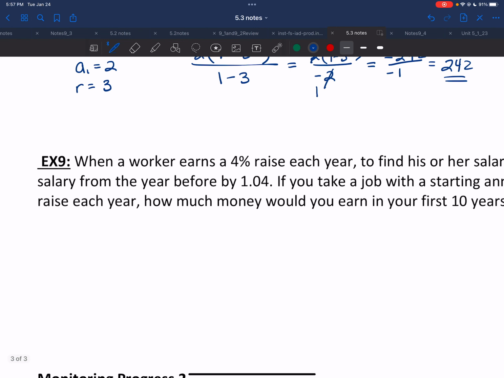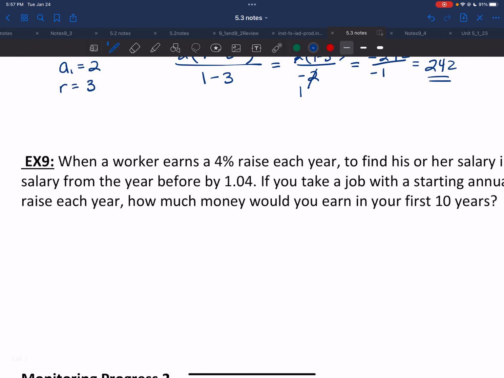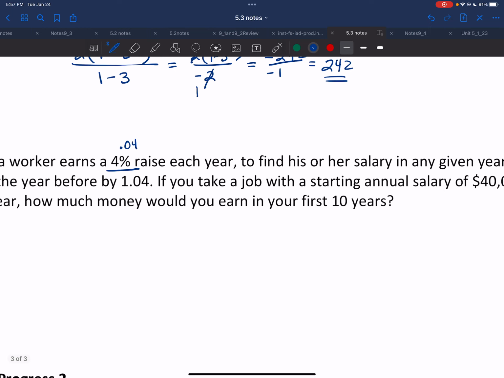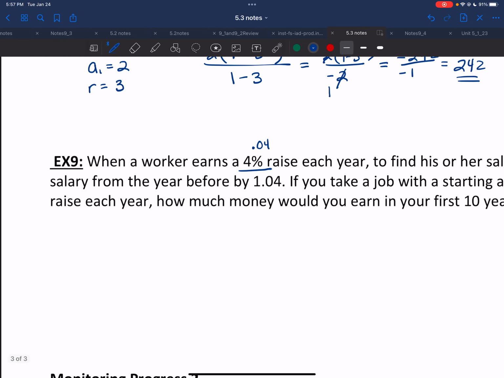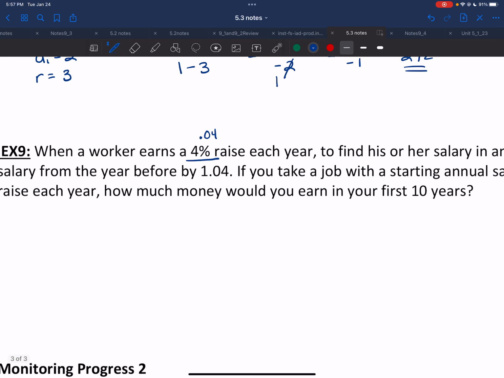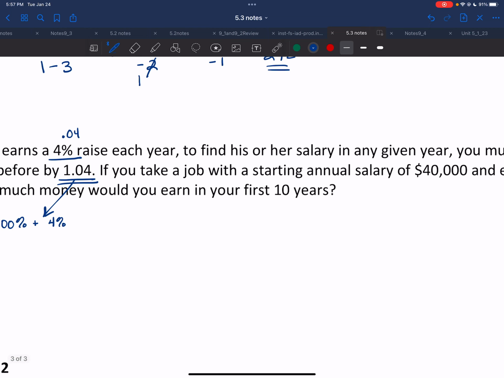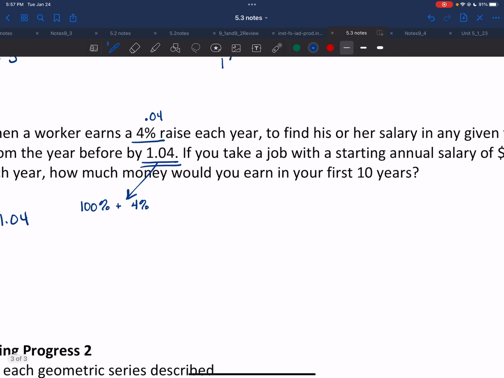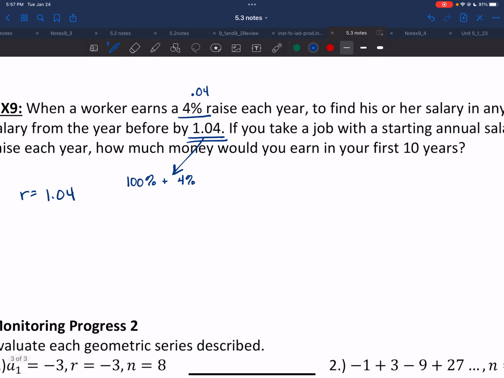And then example 9, when a worker earns a 4% raise each year, 4% is going to be 0.04. To find his or her salary in any given year, you multiply the salary from the year before by 1.04. Okay, so what that's doing is it's saying I want to keep 100% of my salary, but then I want to make sure I also get that 4% that I'm due each year. Okay, so that's what that 1.04 is doing. That's our ratio, 1.04. If you take a job with a starting annual salary of $40,000 and you earn a 4% raise each year, how much money would you earn in your first 10 years?